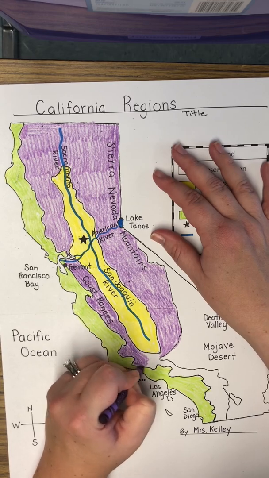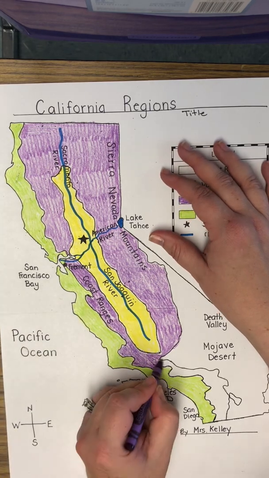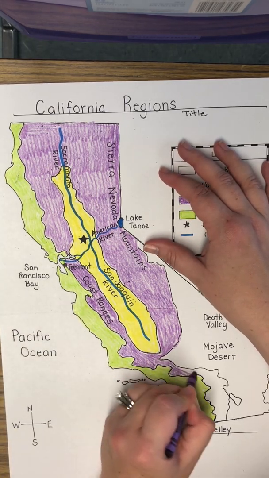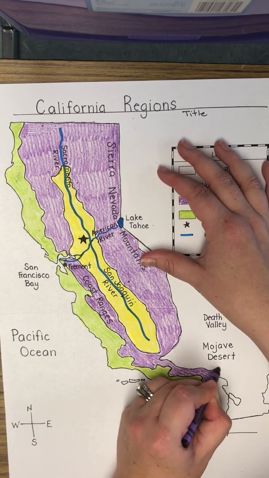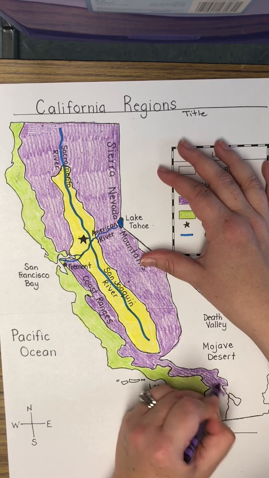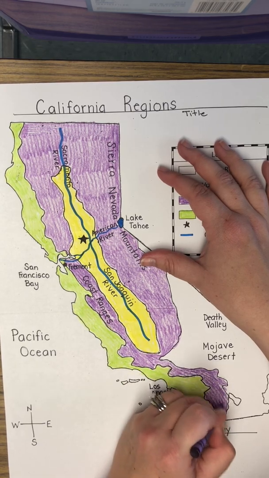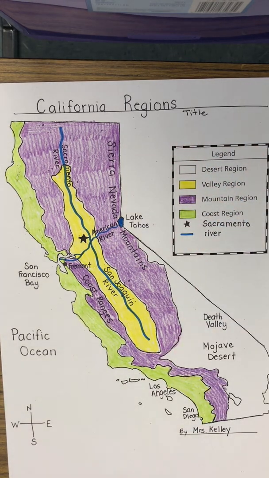And I'm gonna get all of these little details here. Okay, and now I'm gonna do the little tail that runs all the way down to the southern part of our state. These are all coast regions. Okay. All right. Whew, my map is really starting to shape up here.